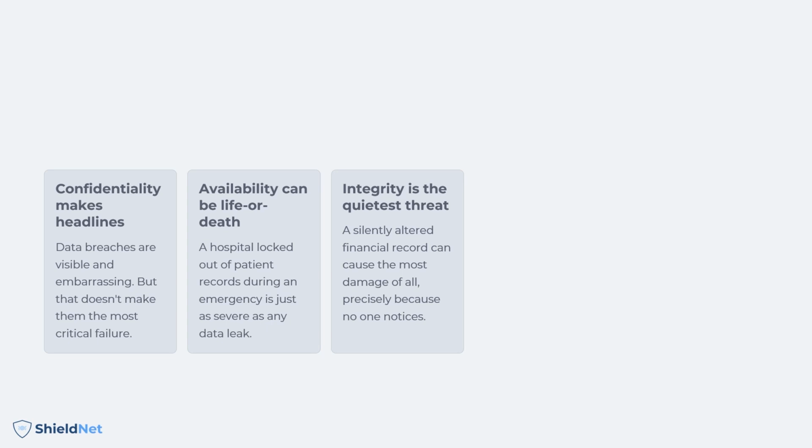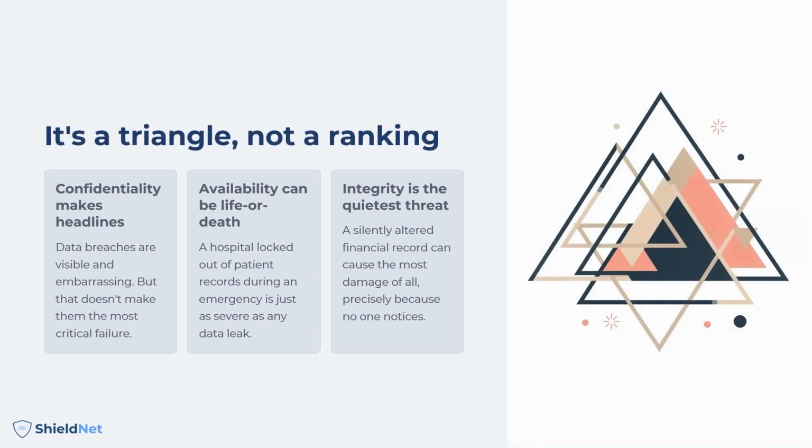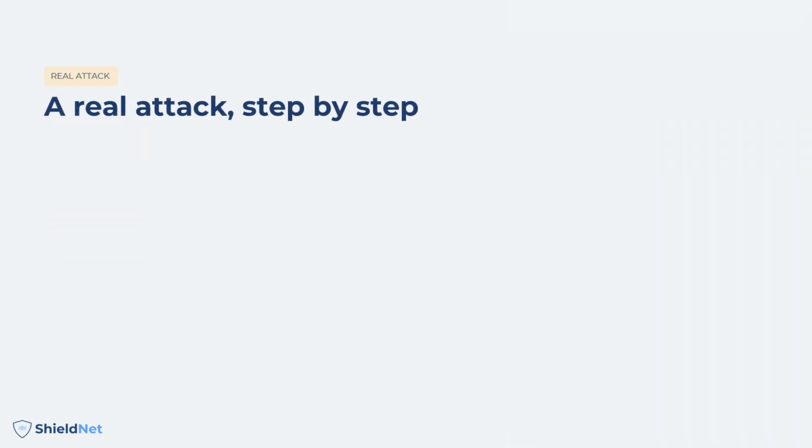a business that cannot issue invoices because its systems are down. And integrity failures can be the most quietly catastrophic of all. Wrong medical dosages, altered financial records, fabricated evidence. The CIA triad is a triangle, not a hierarchy. In practice, major attacks often violate more than one principle simultaneously.